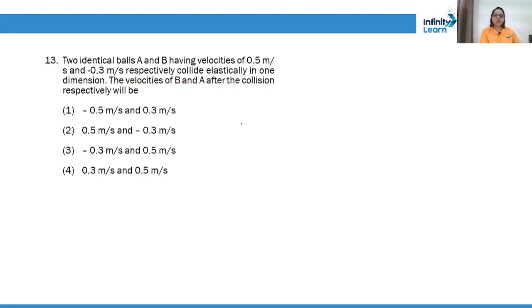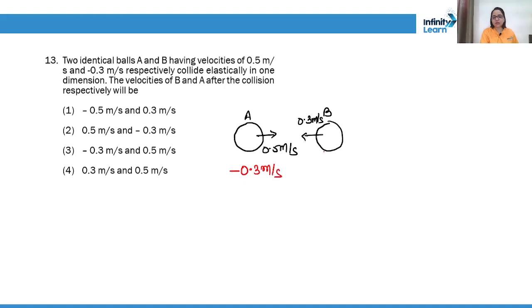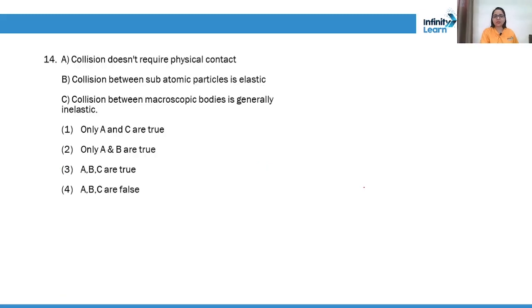Next is question number 13. Two identical balls A and B having velocities 0.5 meter per second and minus 0.3 meter per second respectively collide elastically in one dimension. So we have two identical balls A and B, and initially these balls are moving with 0.5 meter per second and minus 0.3 meter per second. And the nature of the collision is elastic and head-on. So the velocity of B and A after the collision will be. So after the collision, identical balls exchange their velocities, right? So after collision, A will gain the velocity of B, which is minus 0.3 meter per second, and B will get the velocity of A, which is 0.5 meter per second. So the velocity of B and A will be 0.5 and minus 0.3 meter per second respectively.